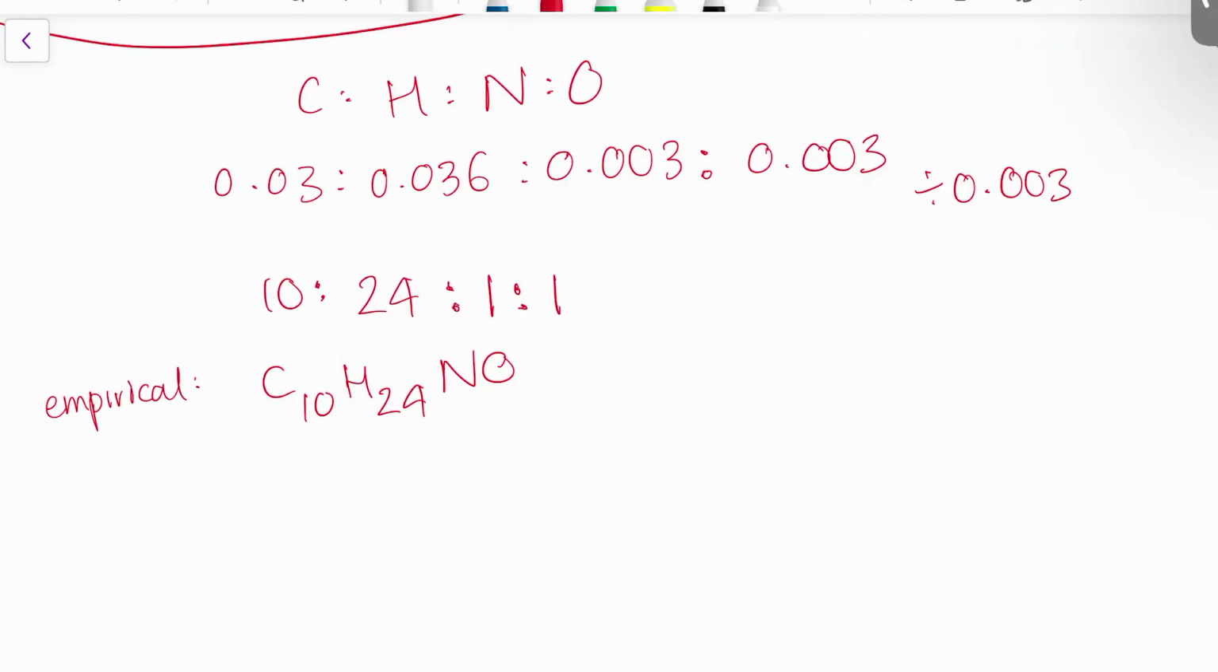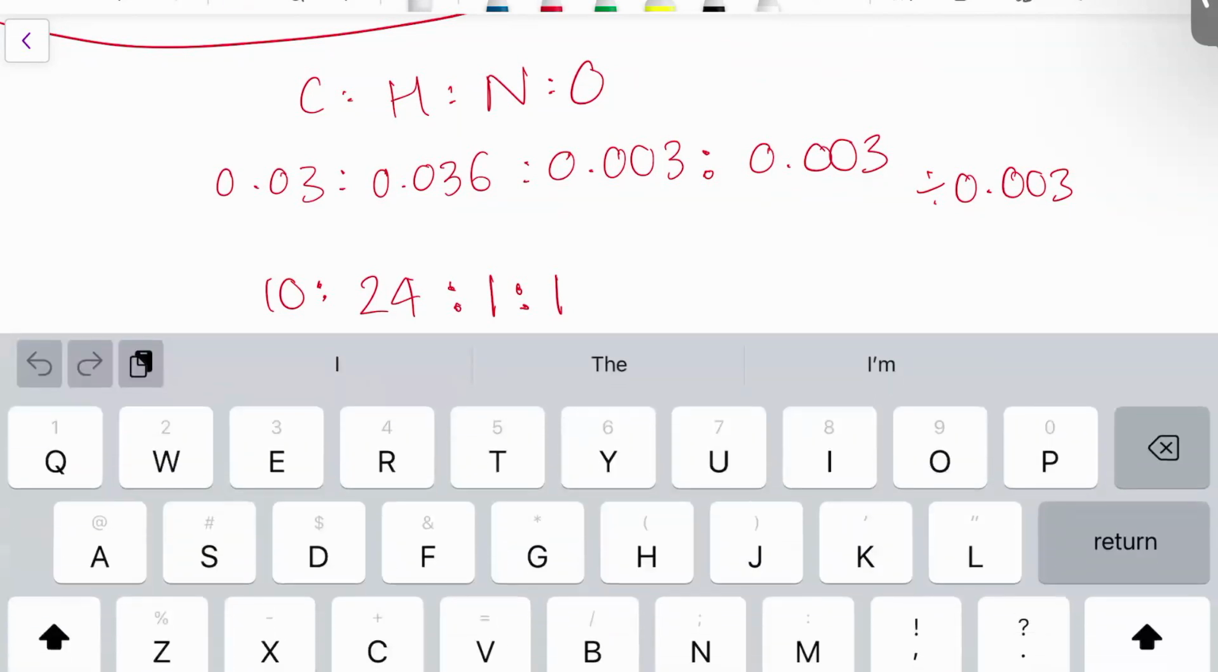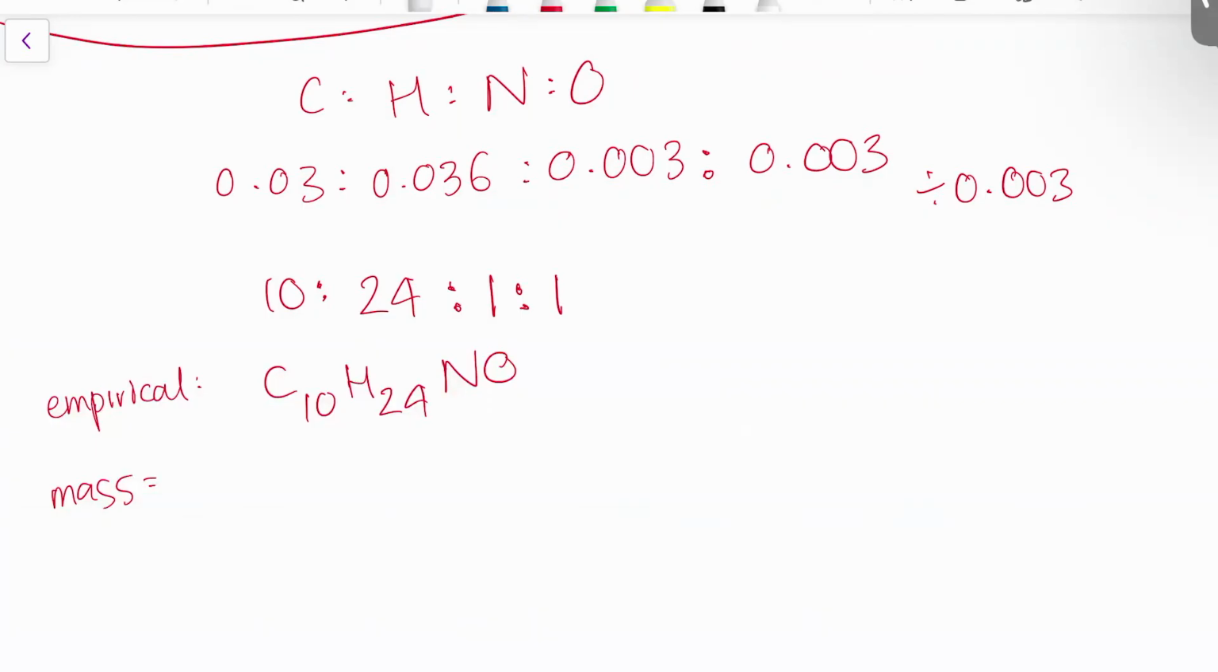And then we said for molecular, it has to go in a certain number of times. So we need to know the mass of this first. You got 12. Confirm for me, 12 for hydrogen. 12, 12. Thank you.